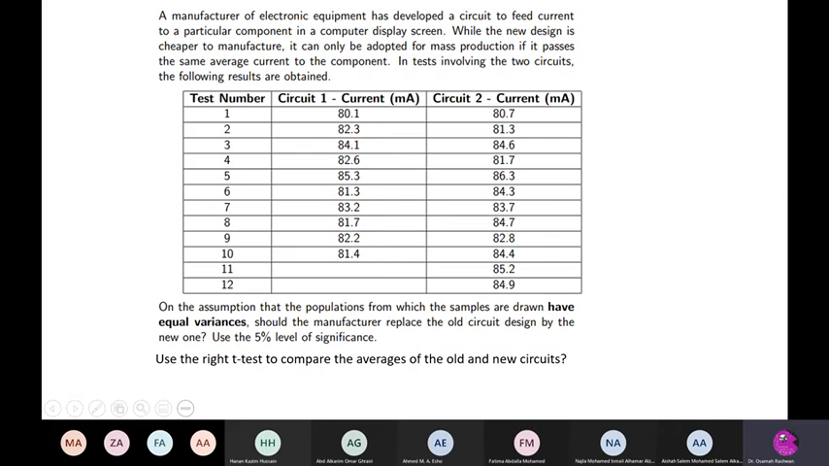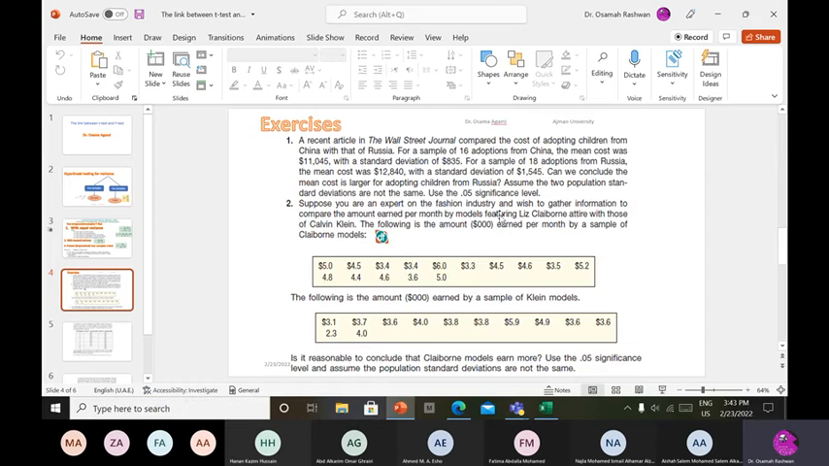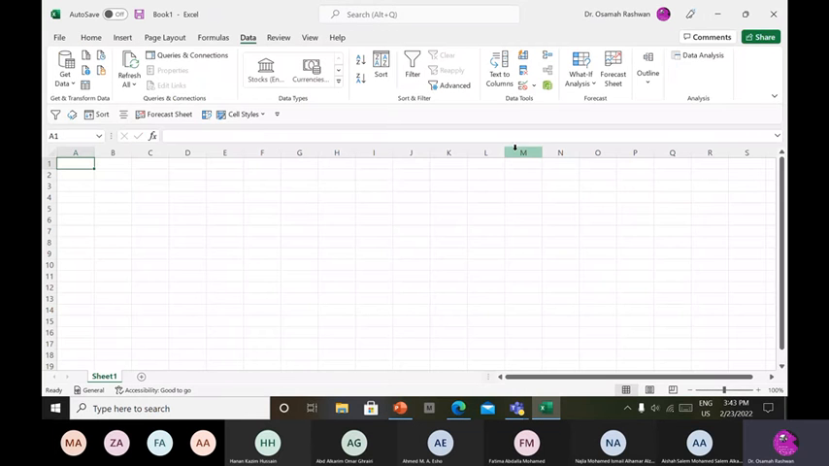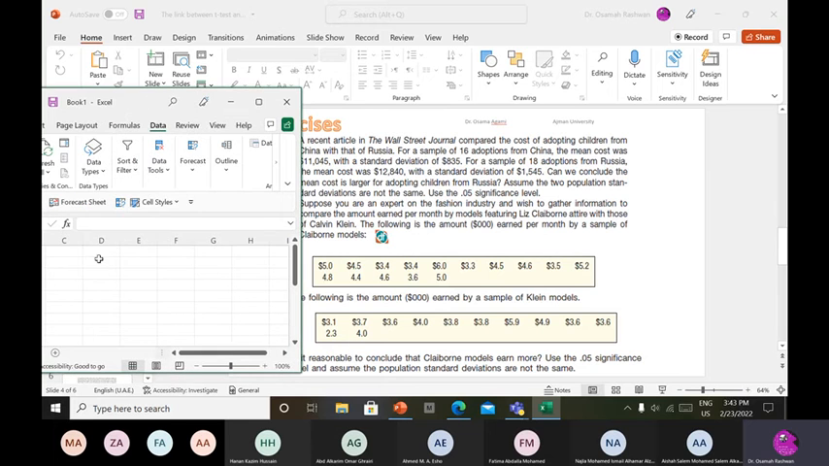Let's do it by Excel, okay? I'm sure to solve this question, I'll go for what? Equal variance, right? Let's do it. Can you do it with me, please? If I have a mistake, you can correct me, right?